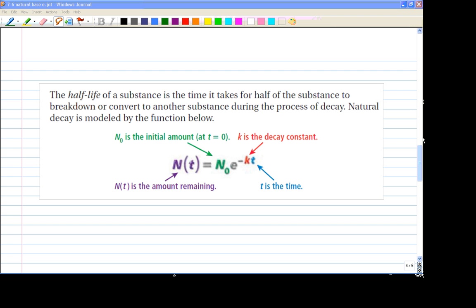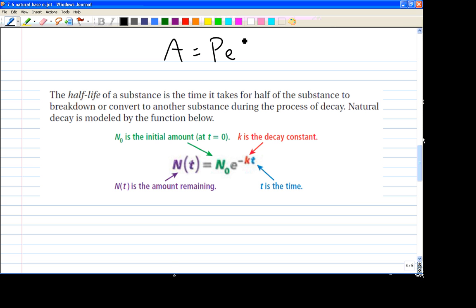So don't let this scare you, because really this is a whole lot like something we just looked at. You know how we had A equals P times e to the rt? Well, A is now N of t, the amount remaining. The amount we started with, this N sub 0 or N naught, is what used to look like P. Then we have our e. Notice we've got a minus sign. That's because we are decaying, so that's always going to be negative in the equation.